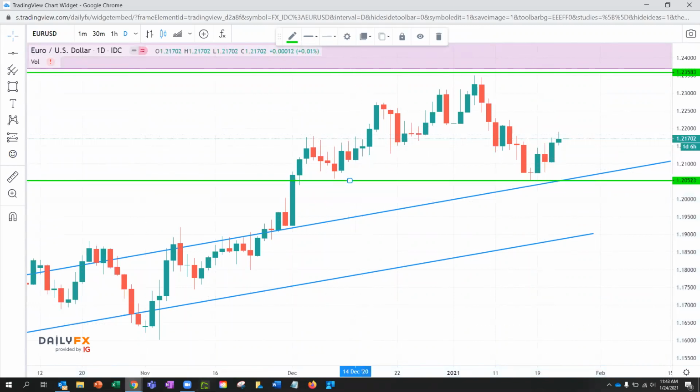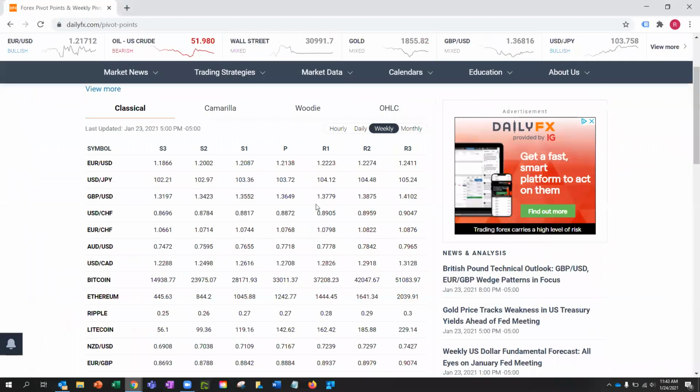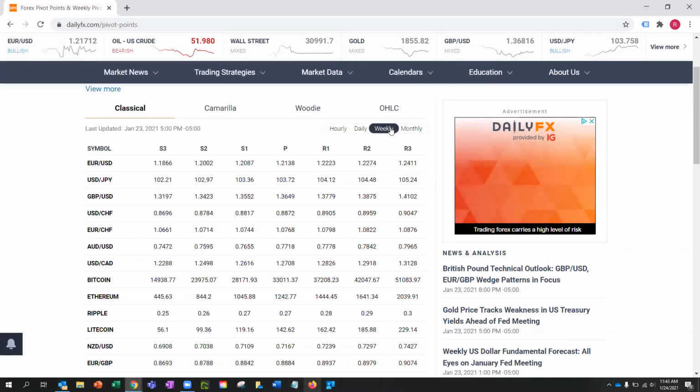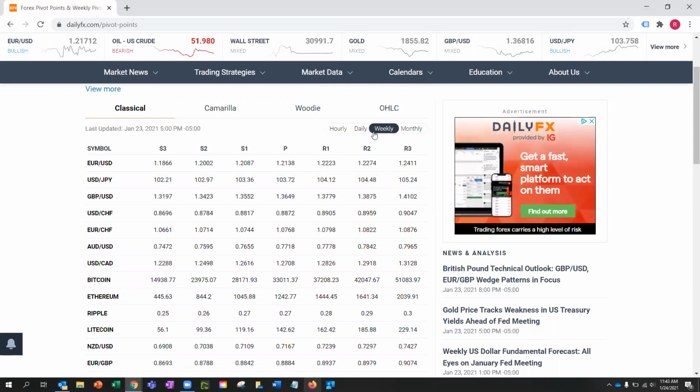Let's pull up the numbers and be sure. I'm on DailyFX/pivot points, but any pivot point calculator online should do. I'm using the weekly pivot points because I'm looking for where price could potentially go this week, as opposed to intraday. I typically hold my trades a couple of days or so, so that's why I'm looking at these pivot points.